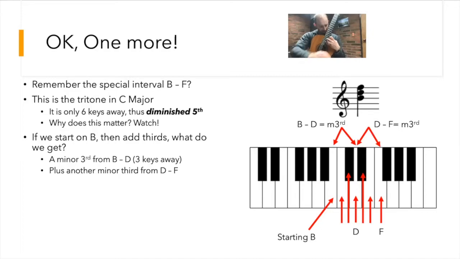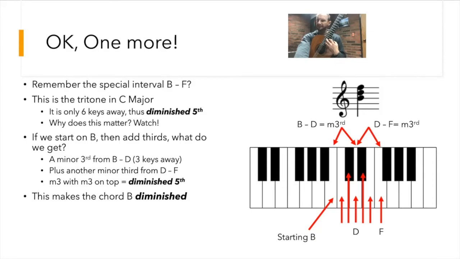Then you do that again. So you have D, and you're going to go, there's another D, 1, 2, 3, there's F. B, D, F. Two minor thirds together add up to that diminished fifth. And it creates this really kind of spooky chord. It's not just dark, it's just like, whoa, that's something else.